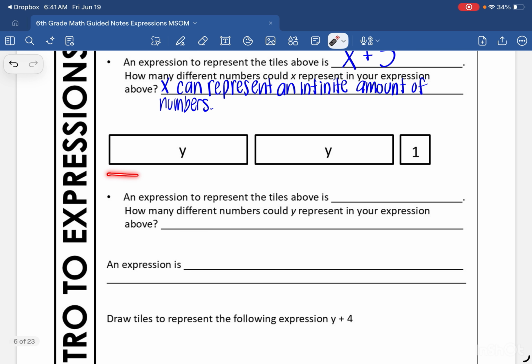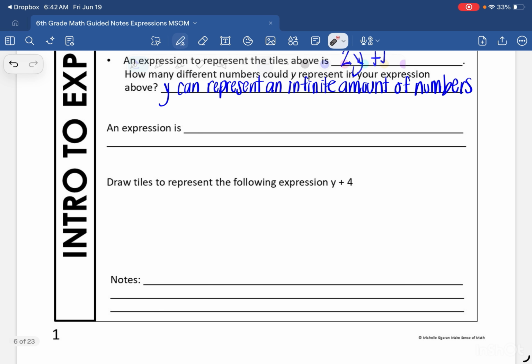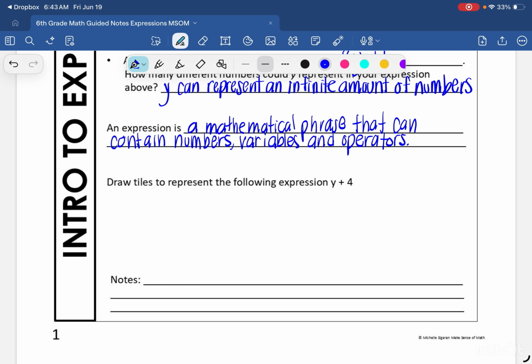Now let's look at these tiles. We have Y, another Y, and a 1. An expression to represent the tiles above is going to be 2Y, because we have 2 Ys, plus 1. How many different numbers could Y represent in your expression above? Y can represent an infinite amount of numbers. An expression is a mathematical phrase that can contain numbers, variables, and operators. Operators are like the symbols that tell us what to do, like a plus or a minus sign.